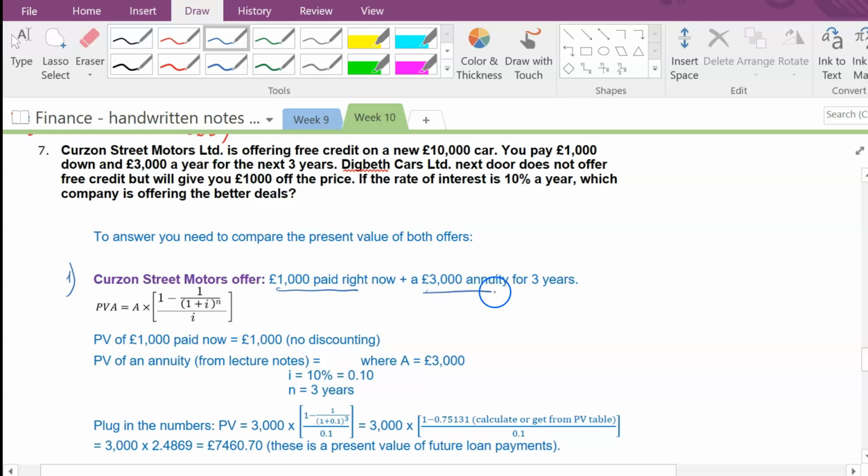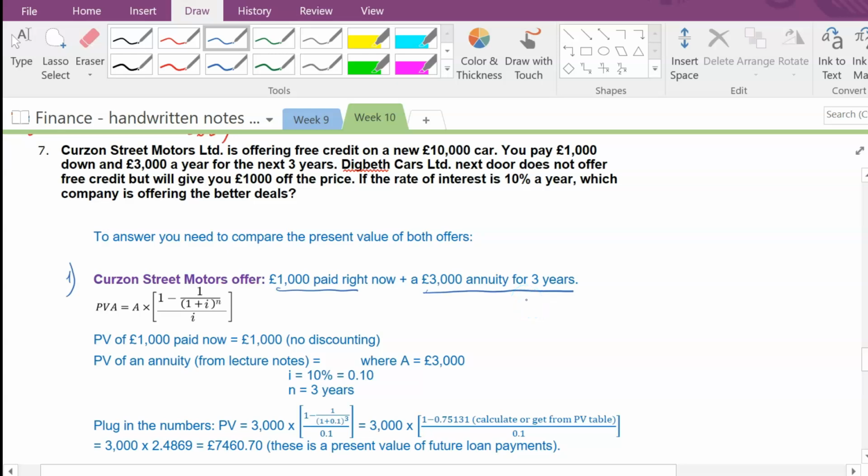They offer you this specific payment plan: a £1,000 deposit plus 3 years of payments, interest free, which is quite nice, right, for 3 years. We call this particular payment plan an annuity.